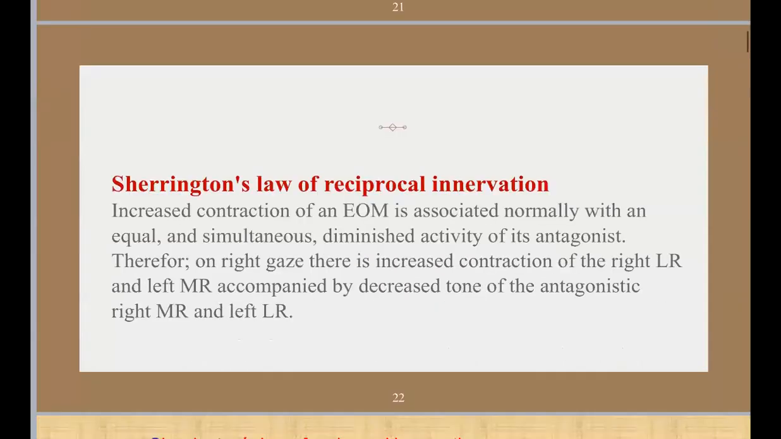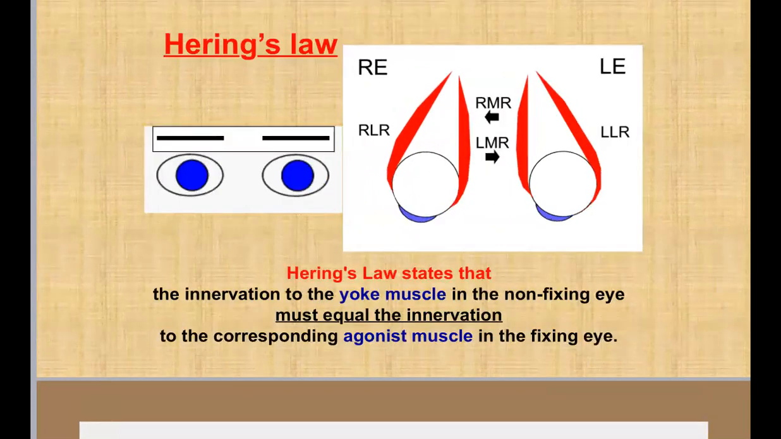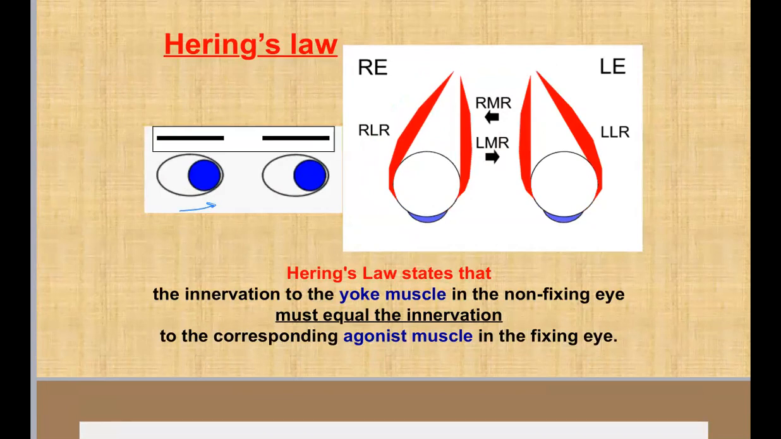And Hering's law means that I have simultaneous and equal innervation to yoke muscles. When I'm looking to the right, I'm looking to the right with both eyes. This is Hering's law. Here I'm looking to the right with my left eye and my right eye, simultaneously. This is Hering's law for the conjugate movement. This is Sherrington's law, which means that contracting the lateral rectus, or shortening the lateral rectus, will be accompanied by inhibition of the medial rectus.